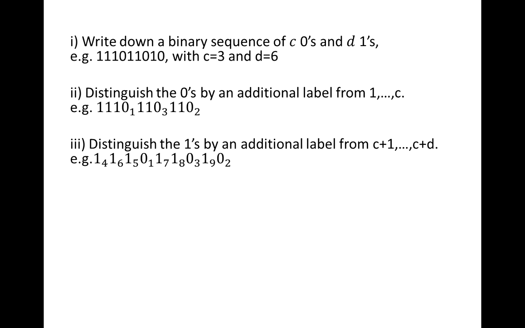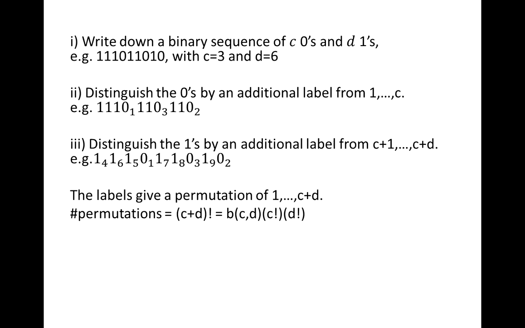Third, we distinguish the ones by an additional label from C plus 1 to C plus D. For example, for the sequence above, we continue to label the remaining 6 ones with 4, 6, 5, 7, 8, and 9. All the labels give a permutation of 1 to C plus D. So the number of permutations is (C plus D) factorial.